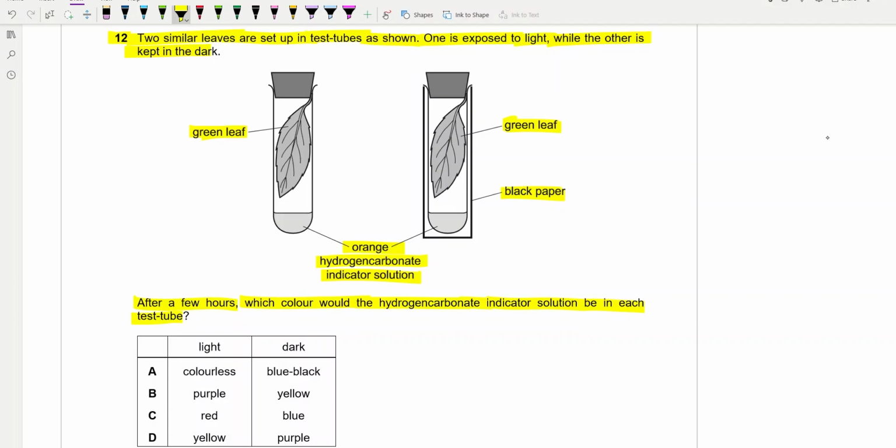If photosynthesis occurs, CO2 is used up. The color would change to purple. So the option would be option B.